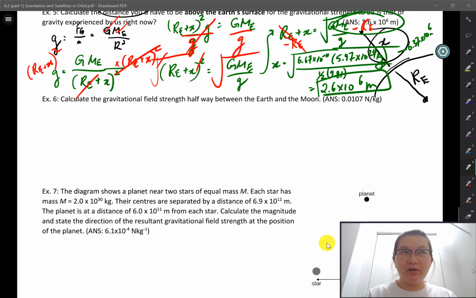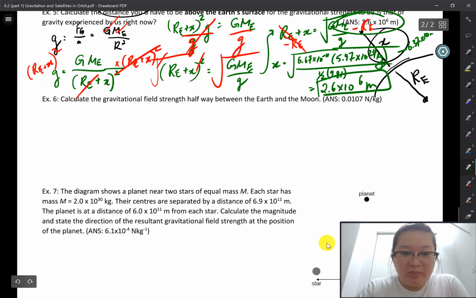This is going to be example 6 in 6.2 part 1, Newton's universal law of gravitation. So let's get on with example 6. Calculate the gravitational field strength halfway between the Earth and the Moon. Okay, so halfway between the Earth and the Moon. This is not too bad.